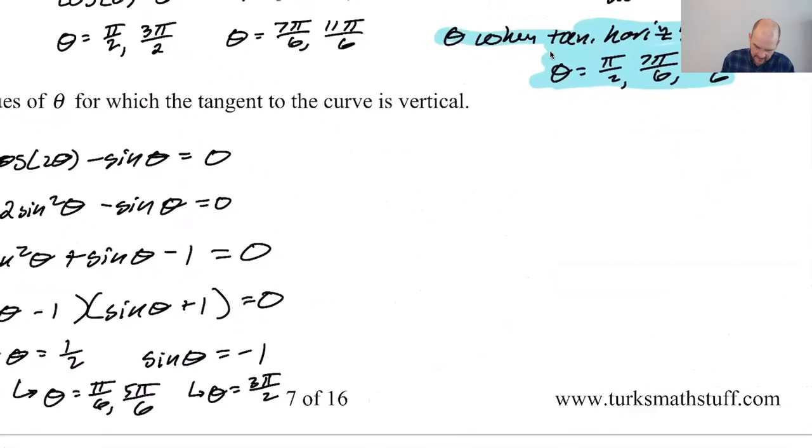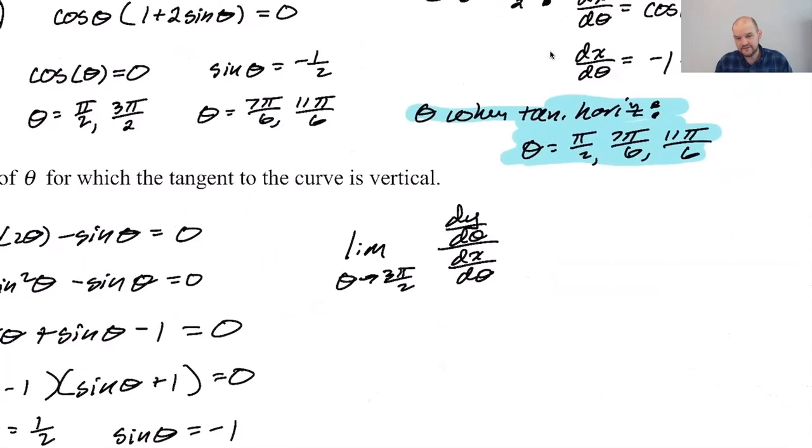So what I'm going to do is look at the limit as theta approaches 3 pi over 2 of dy/dθ over dx/dθ. I'm going to use a calculator. I think you could do L'Hopital's on it if you want. I think this limit is not going to exist. I'm going to switch to the calculator because we need the calculator's help.